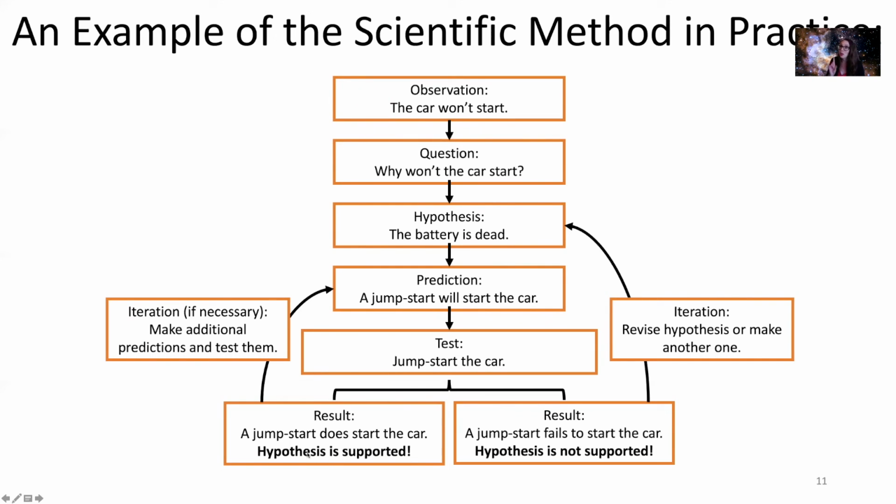And then if it turns out that the jump start did restart my car, my hypothesis is supported. And I could make additional predictions if I wanted to, but hey, I just want to get to school, so I'm good to go. But let's say that I tested my hypothesis, I jump started the car, and that didn't turn my car on. My hypothesis was not supported. Well, then I have to figure out, well, there must be a different reason why my car wouldn't start. I have to revise my hypothesis. So maybe instead, if the battery wasn't dead, maybe I forgot to fill up the car with gas the night before. And then I could check that and make a prediction and test that to see if that was the cause for why my car didn't start. Okay, so that's an example.